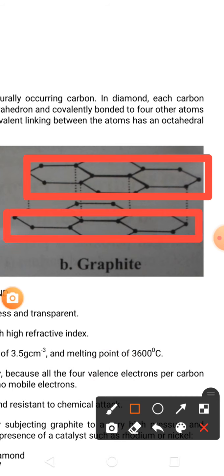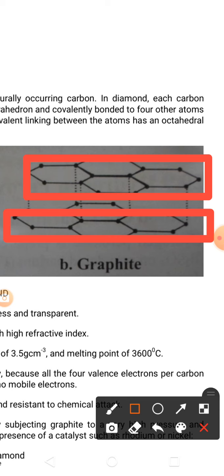So that's the second layer. So graphite is layered on top of each other like that. And because of that layering, they can slide over one another. And that's why graphite is considered to be very slippery. They use graphite as a solid lubricant.